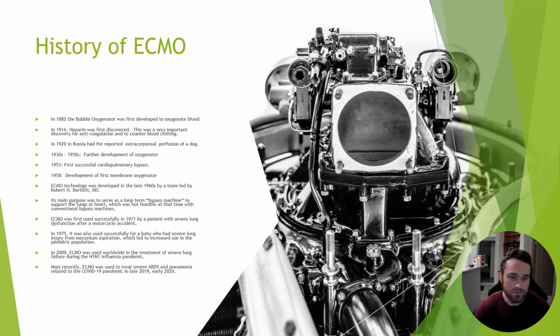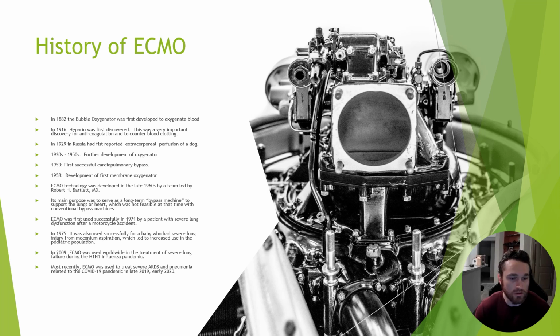Some of the history of ECMO: it dates back to 1882 when the bubble oxygenator was first developed to oxygenate blood. In 1916, a big discovery, heparin was first discovered. This was a very important discovery for anticoagulation purposes and to counter blood clotting, as we all know. In 1929, Russia had the first reported extracorporeal perfusion of a dog. Through the 1930s to 1950s, further development of the oxygenator. In 1953, the first successful cardiopulmonary bypass. 1958, development of the first membrane oxygenator.